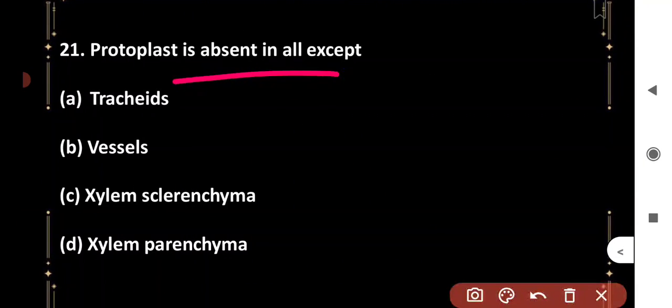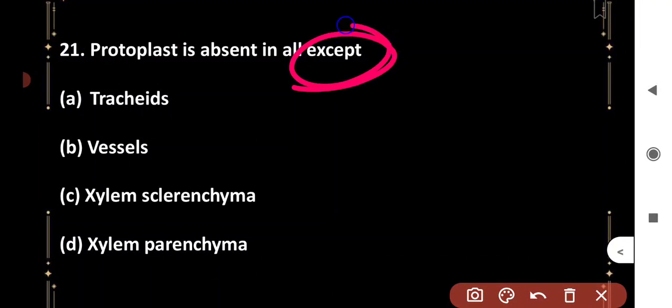Next, protoplast is absent in all except. If protoplast is absent, it means the cell is dead. All except means it is asking which one is living. So xylem parenchyma is living.